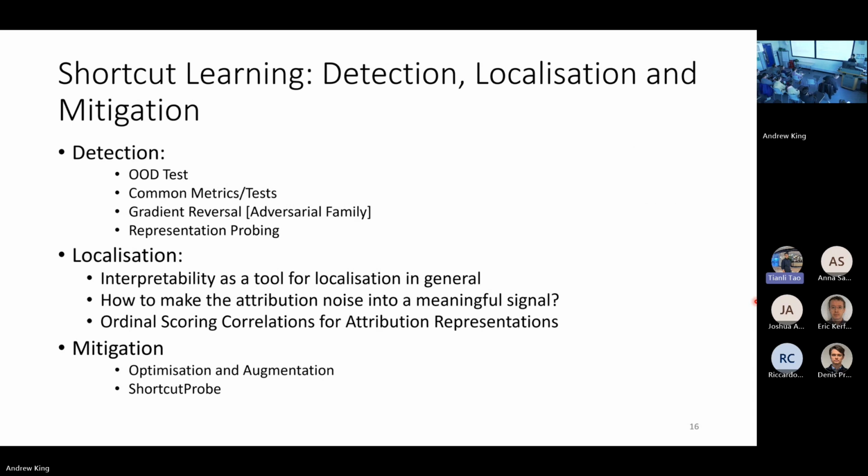So, hello, my name is Akshit, and I'll be talking today about detection, localization, and mitigation aspects related with shortcut learning. And just to continue on the last question that was asked.